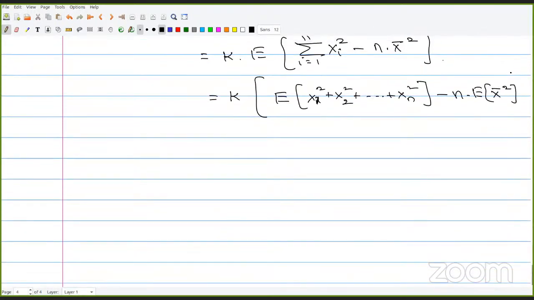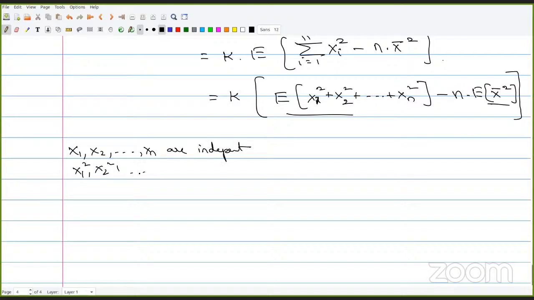Now till here it is okay. How do we compute this and this? So now this you should understand. If x1, x2, ..., xn are independent, then x1 square, x2 square and so on up to xn square are also independent.